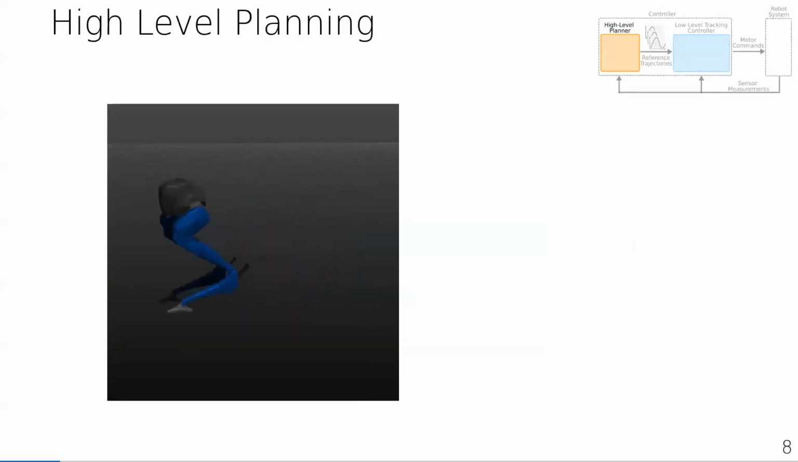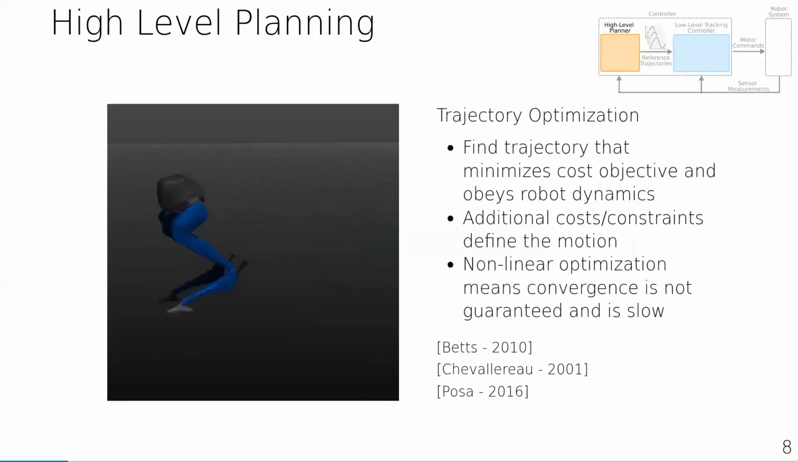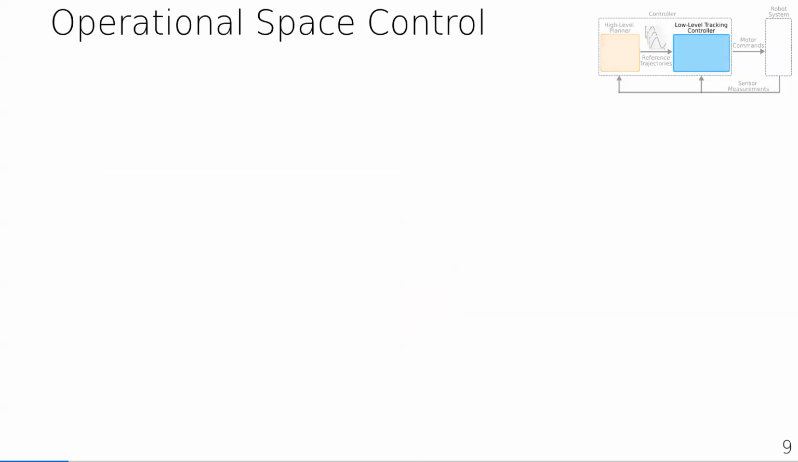The question is, how do we generate these reference trajectories? And right now, for simplicity, I'm just going to discuss one method, which is trajectory optimization. The goal of trajectory optimization is to find a trajectory that minimizes some cost objective subject to the dynamics of the robot. We can impose additional costs and constraints to further define the motion. For example, for this long jumping motion, we can specify that the feet must land X meters forward. However, the optimization problem we are trying to solve to achieve this can be highly nonlinear, which means that we don't have any convergence guarantees, and often it takes a long time to solve, typically on the order of seconds to a minute. And this is the reason why we need a high-frequency tracking controller to stabilize the plans.